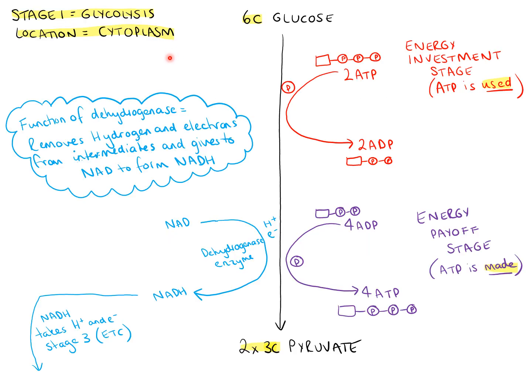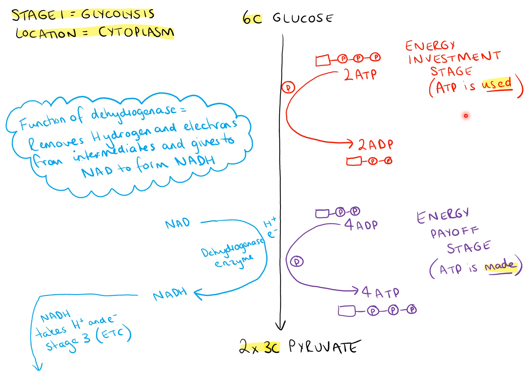Okay, so looking at stage 1 of aerobic respiration, we're looking at glycolysis, and this is going to occur in the cytoplasm. This stage doesn't require any oxygen. We're breaking down a 6-carbon molecule of glucose into 2 3-carbon molecules of pyruvate, and in order to do that we need to invest some ATP.